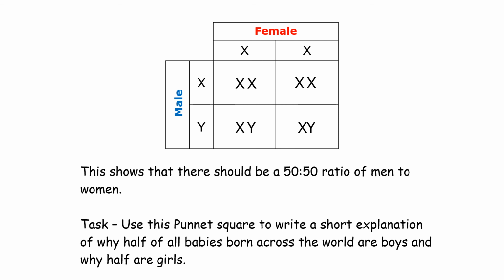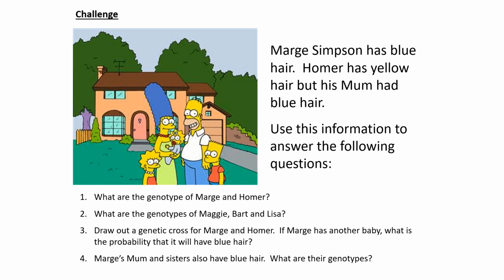Now draw a Punnett square and explain why half of all babies born across the world are boys and half of them are girls. Here's a challenge for you. Read the question and try yourself. You need to find out the genotypes and you need to draw the genetic cross. And at the same time, you need to find out what would be the genotype and phenotype. Good luck.